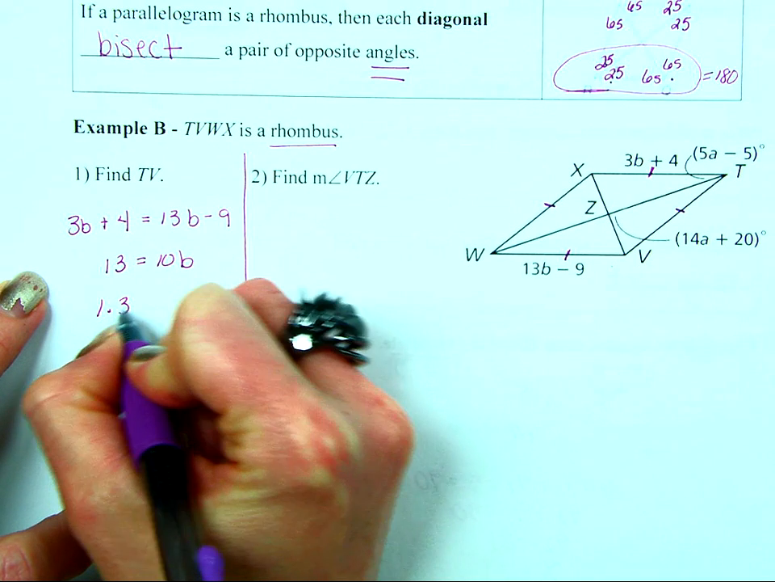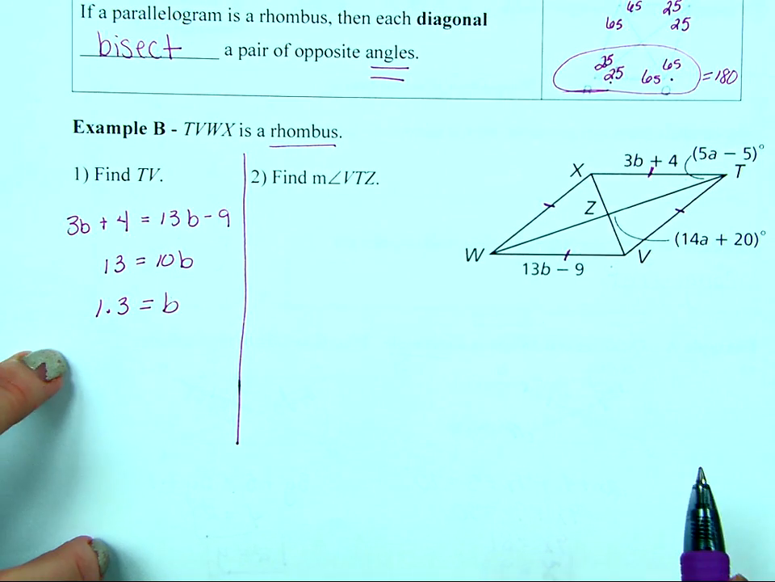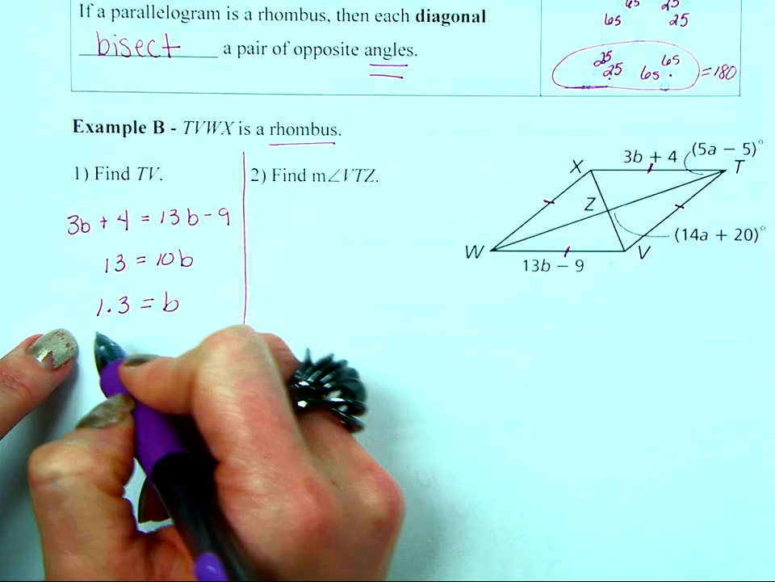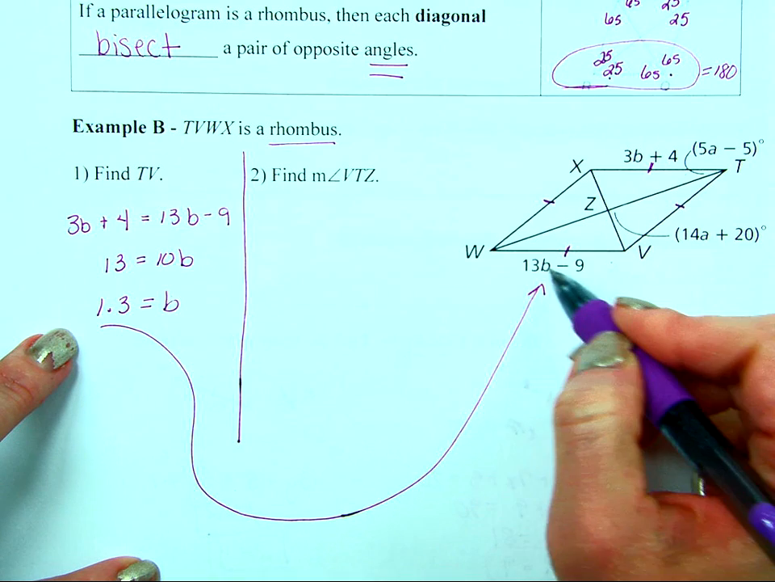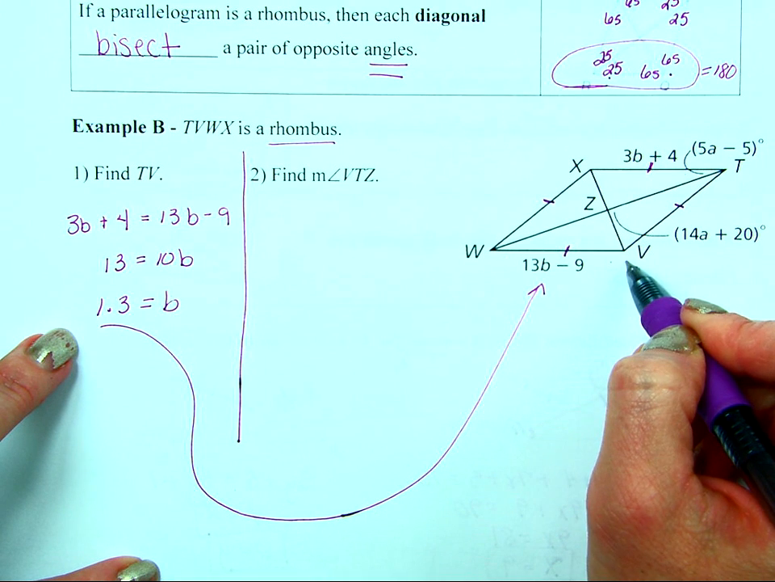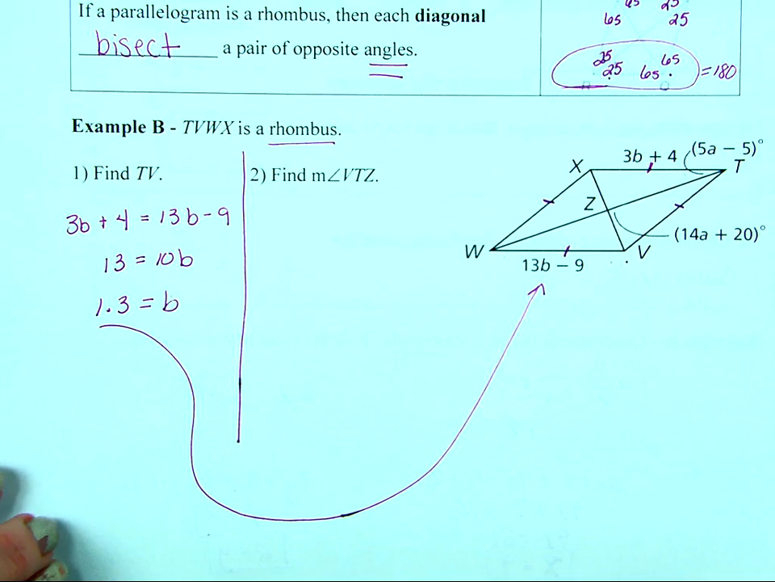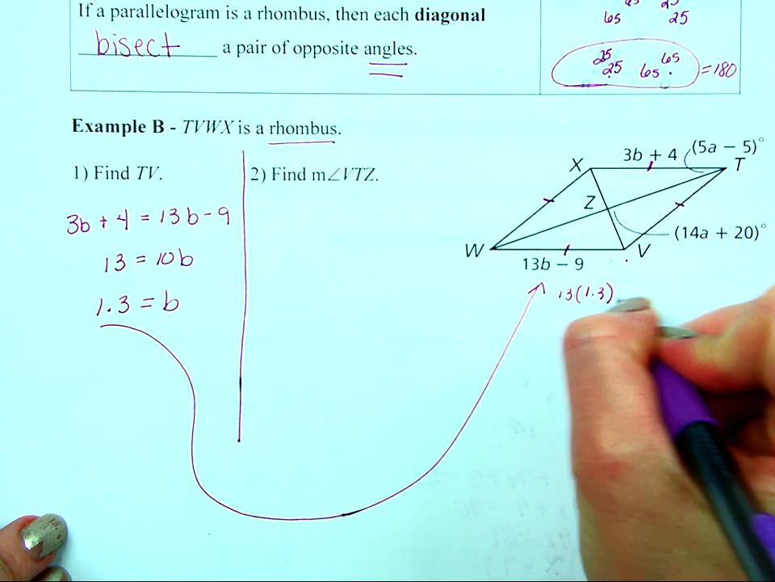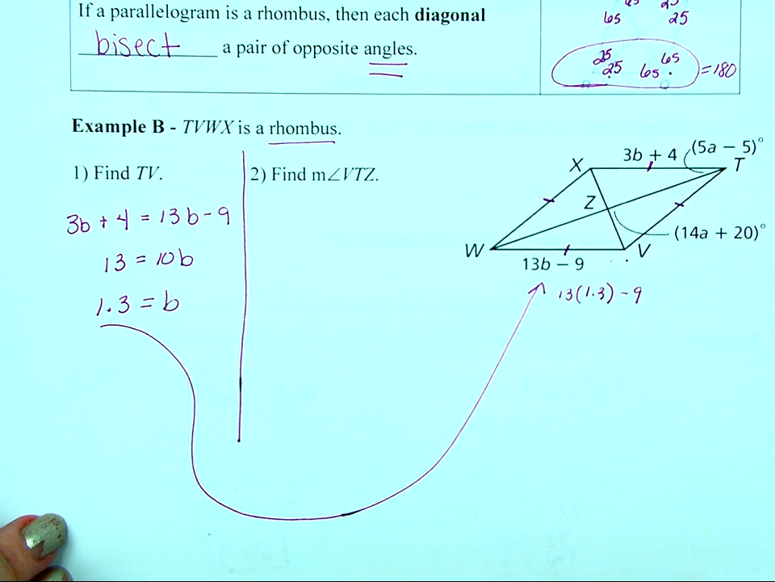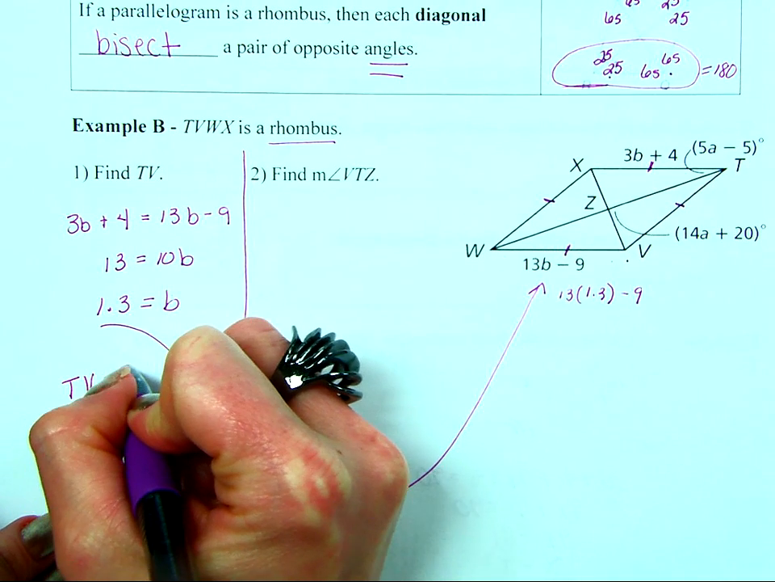Just so happens that b comes out as 1.3, and that would give me the side length for the top or the bottom. I can plug that back in. What's true, though, is that if I find this value, it's going to be congruent to side TV. So if we take 13 times 1.3 minus 9, we end up finding that we get 7.9. So I can go ahead and say that TV would be 7.9.